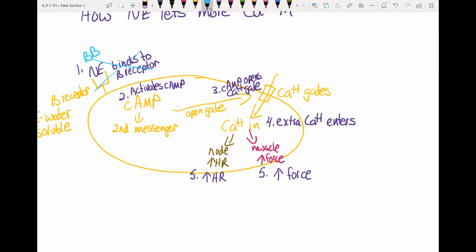A calcium channel blocker works over here. You can still have step 1 and 2, but when it comes to step 3, that's where the calcium channel blocker comes in. It says, oh no, you're not coming in here, extra calcium. And it just kind of sits there and blocks it. It doesn't let it in. So again, you don't get the extra calcium in.